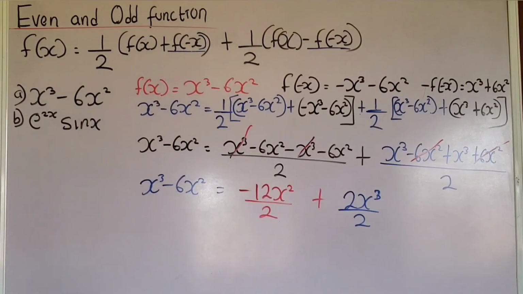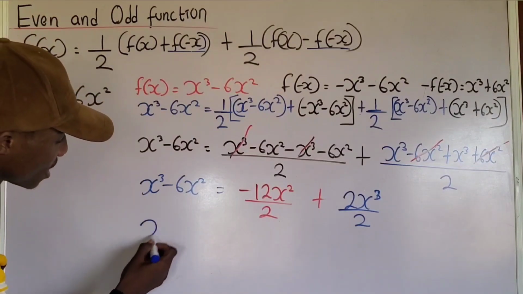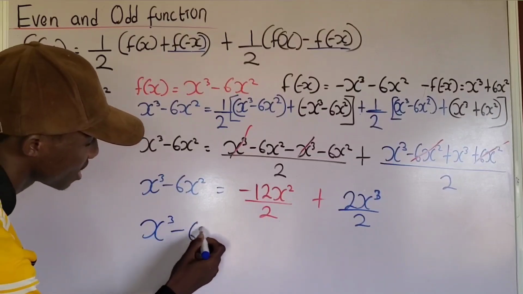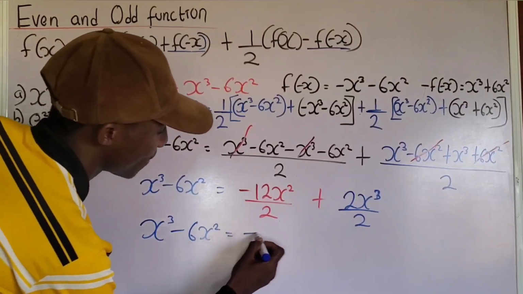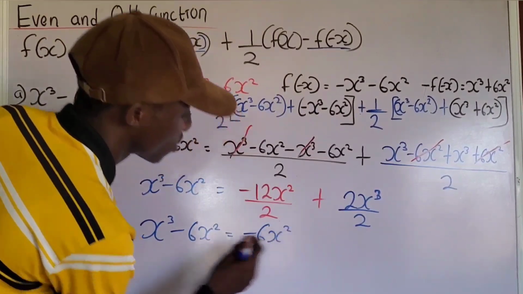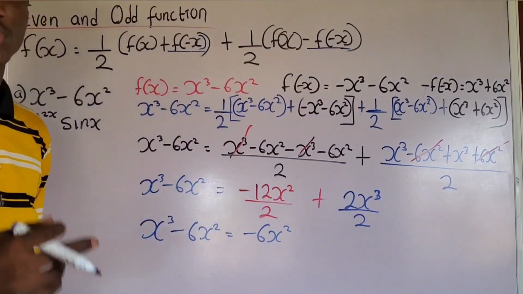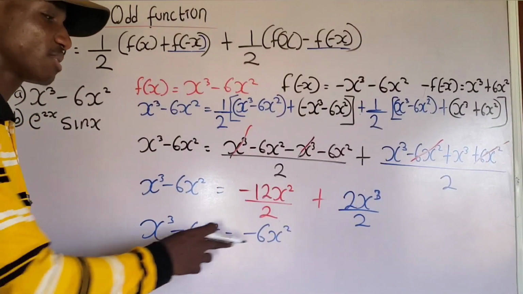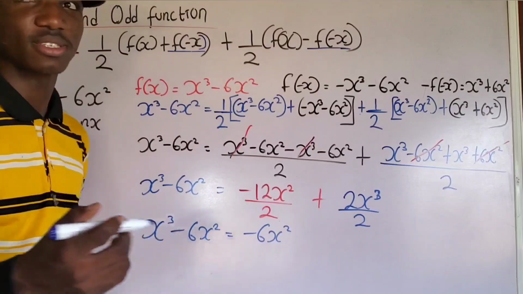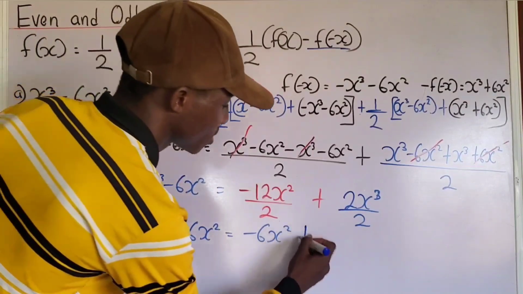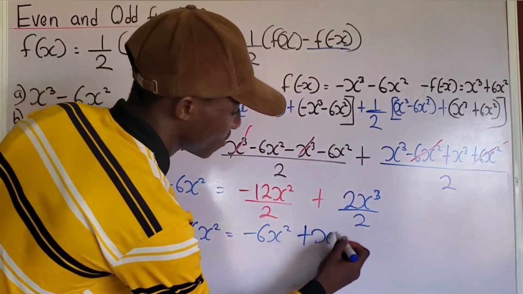Okay. Now for this, let us divide. I'm going to have x to the power of 3 minus 6x to the power of 2 is equal to minus 6x squared, because if you divide negative 12 by 2, you're going to have negative 6. Negative 6 times x squared, that is negative 6x squared. You understand? So for this, I'm going to have plus x to the power of 3.